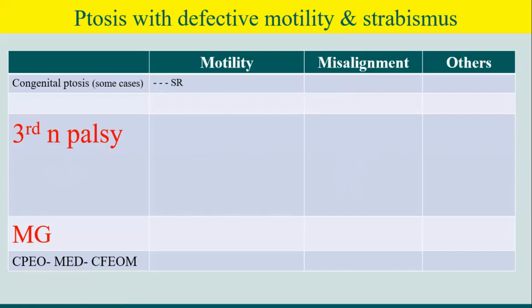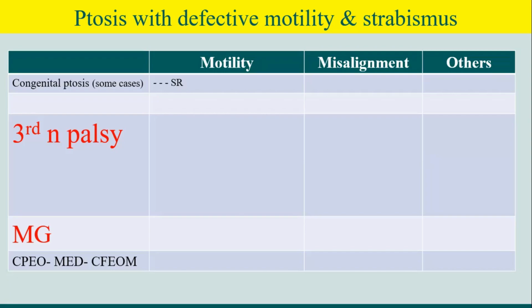So it's sometimes better to use the same language as strabismologists use. Instead of "down and out," you can say something else. "Down and out" is lay person language. It will be abducted. Abduction is a movement, it's not a misalignment. So what are the types of misalignment?